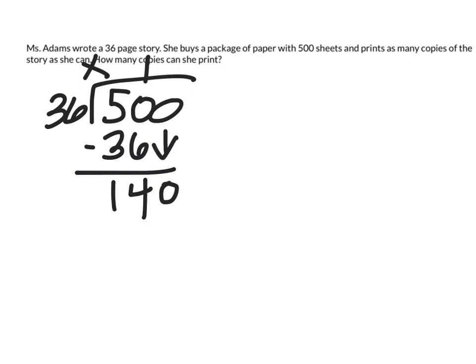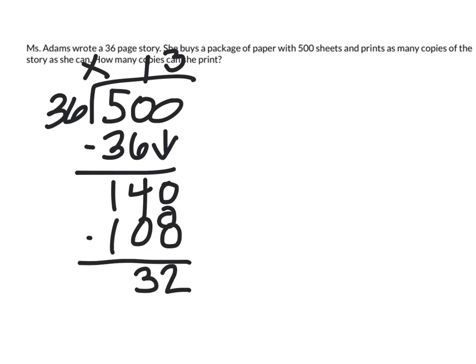For that, I'm going to round again my 36 to 40, and I know that if I multiply 40 by 3, I get 120, which is somewhere close to that 140. So I'm going to put my 3 above my last 0, multiply 3 by 36, and I end up with 108. I subtract, I end up with 32.